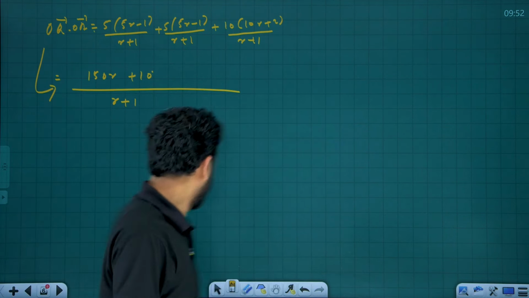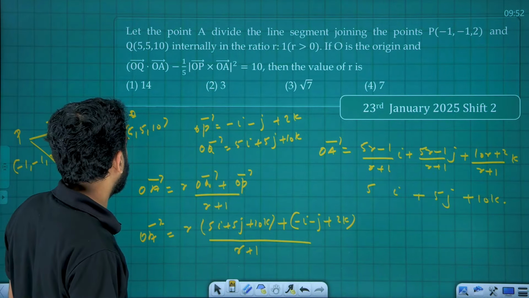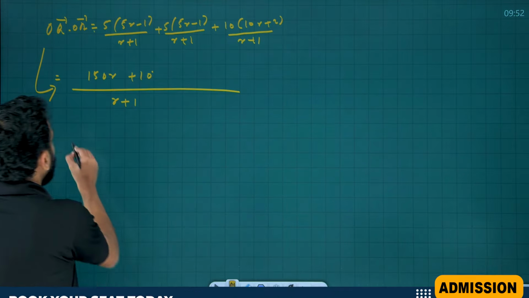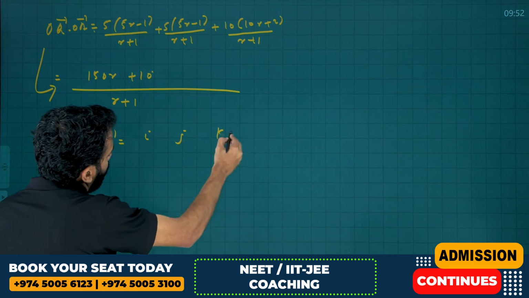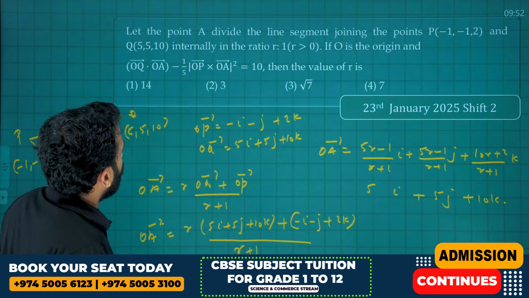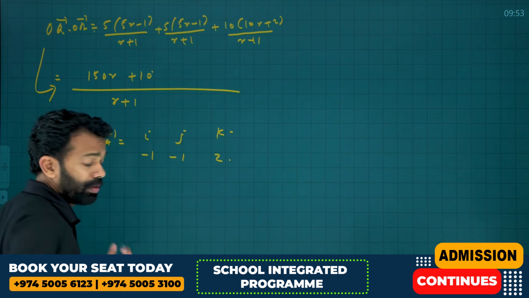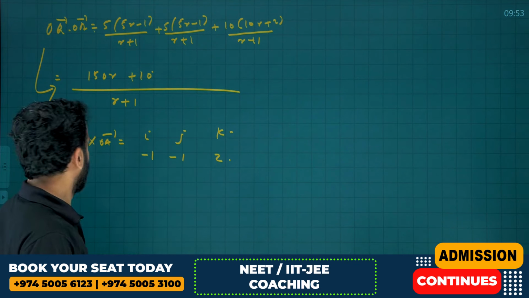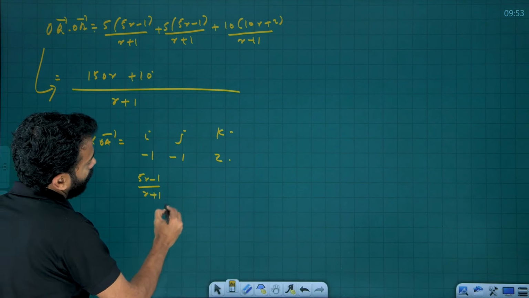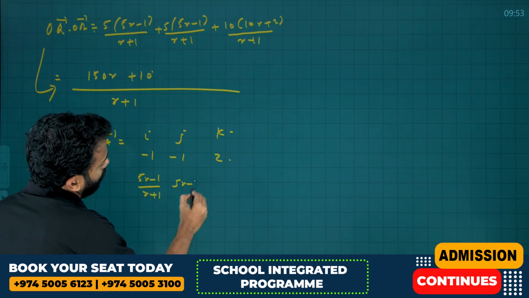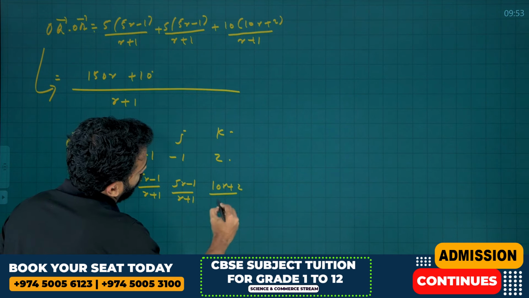Next, we need to find vector OP cross vector OA whole square, right? That is, we need to find vector OP cross vector OA. That will be equal to the determinant of i j k, and what was vector OP? Here minus 1, 2, that is minus 1, 2. Sorry for shuttling between the slides. Okay, it's a big question. And vector OA is (5r minus 1) divided by (r plus 1), again (5r minus 1) divided by (r plus 1), again (10r plus 2) divided by (r plus 1).